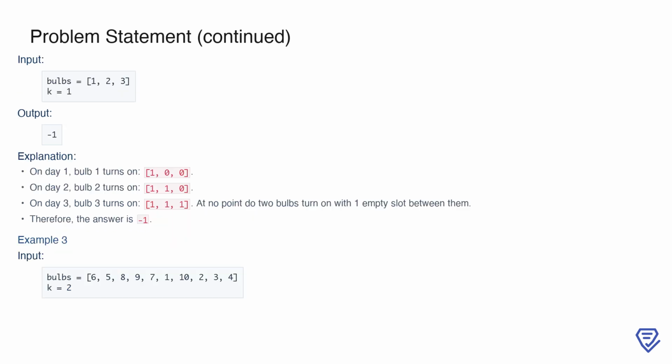Now consider a different example where the bulbs array is 1, 2, 3, and k is again 1. On day 1, the bulb at position 1 turns on, resulting in 1, 0, 0. On day 2, the bulb at position 2 turns on, so the row becomes 1, 1, 0. Finally, on day 3, the bulb at position 3 turns on, making the row 1, 1, 1. At no point do we see two bulbs turned on with exactly one empty slot between them. Therefore, the answer is -1 because the condition for a k-empty slot is never satisfied.